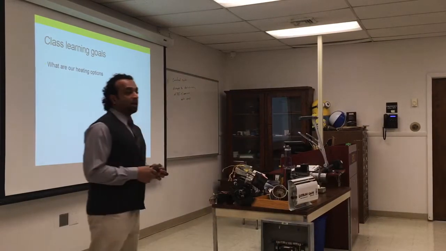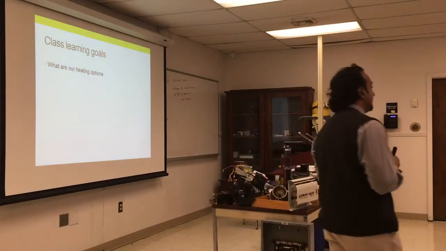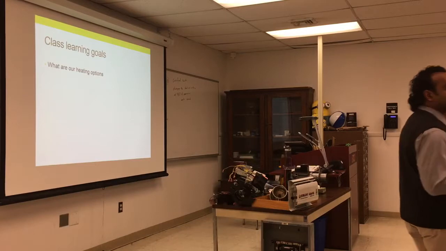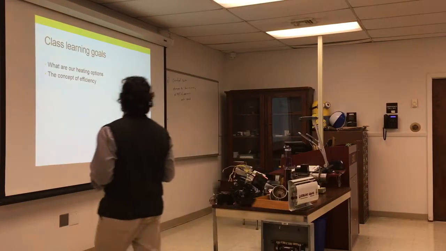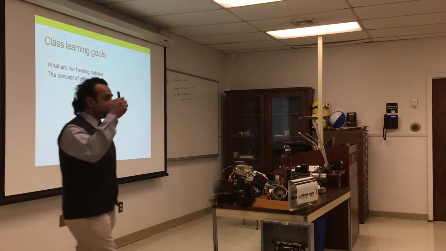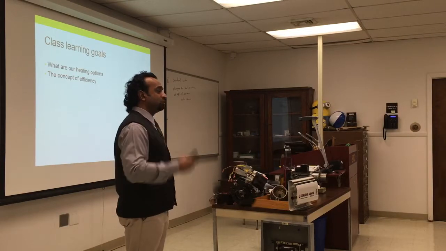So now we're talking about our heating options. So we decided now, after we did the heat plan, that we need 60,000 BTU per hour for heating the house. What are we going to do? The concept of efficiency, always it's output over input. What you got over what you put in.